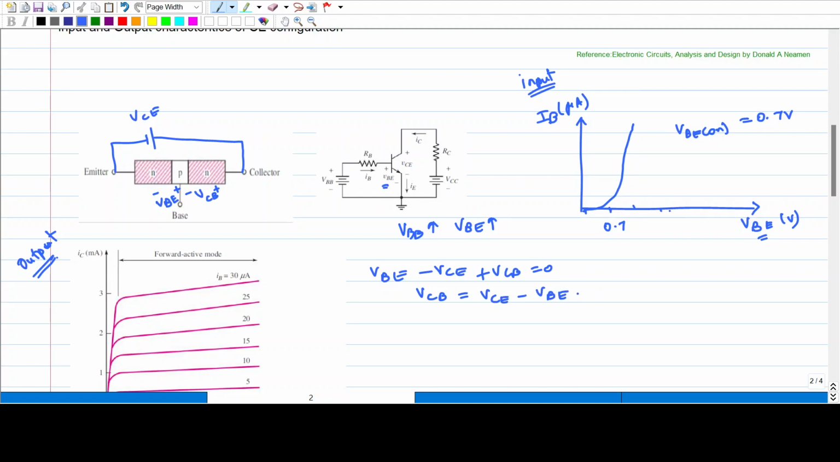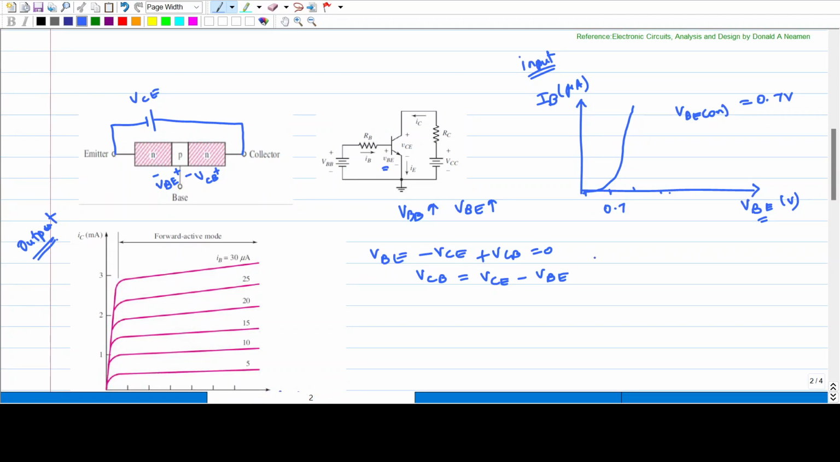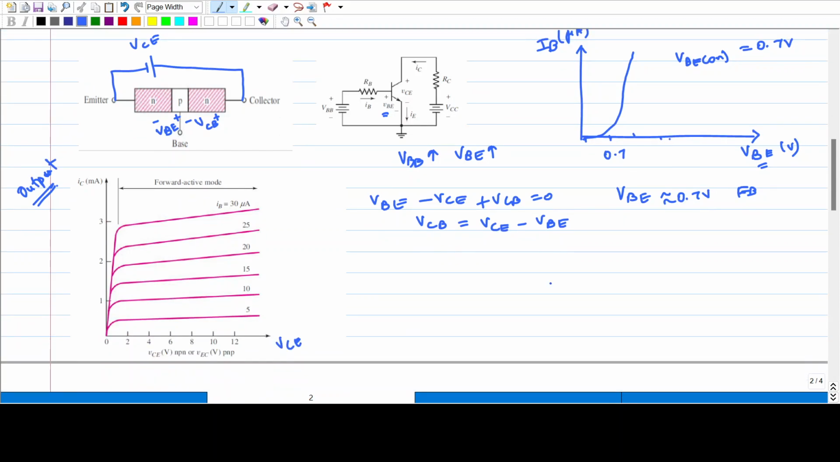Now what happens here is, assume that VBE is around 0.7 volt, which means the emitter base junction is already forward biased. Now what happens when VCE is less than or greater than VBE? We can classify this into two cases.